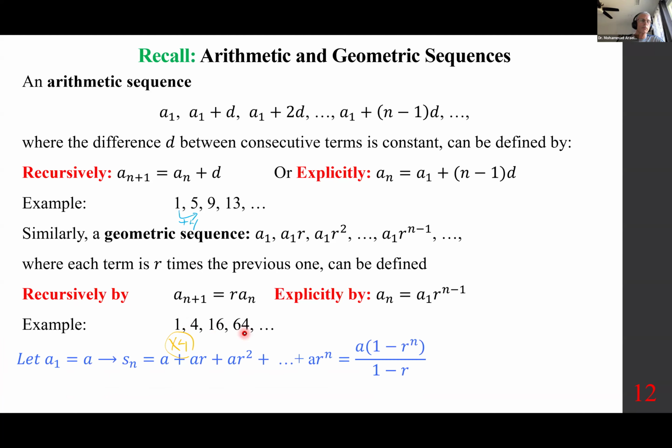Now, in many texts, they use just a to represent a sub 1. So s sub n, the sum of the first n terms, is a times 1 minus r to the power of n over 1 minus r. And if r happens to be between negative 1 and 1, then s sub n is a over 1 minus r.